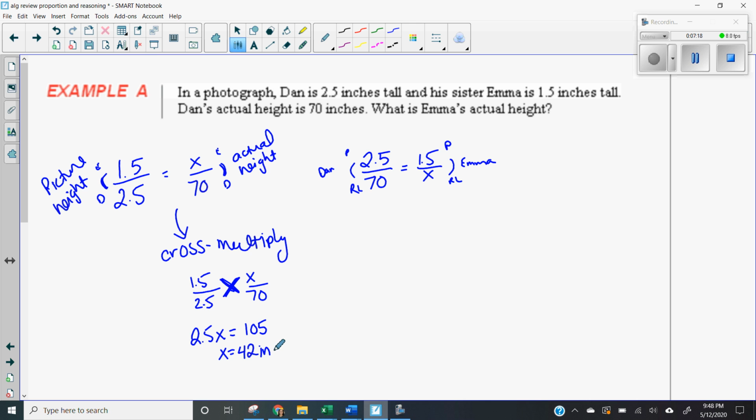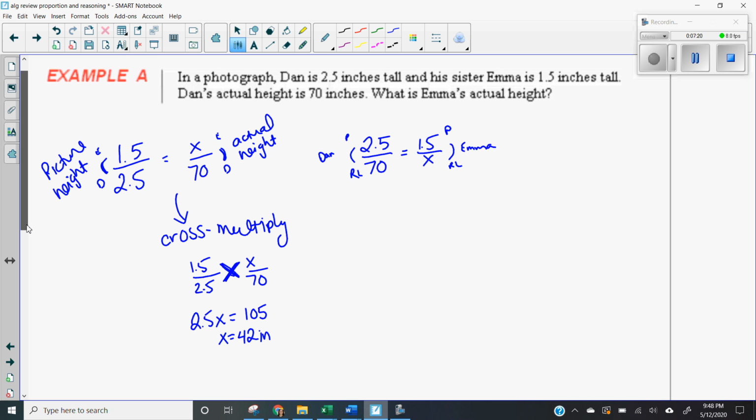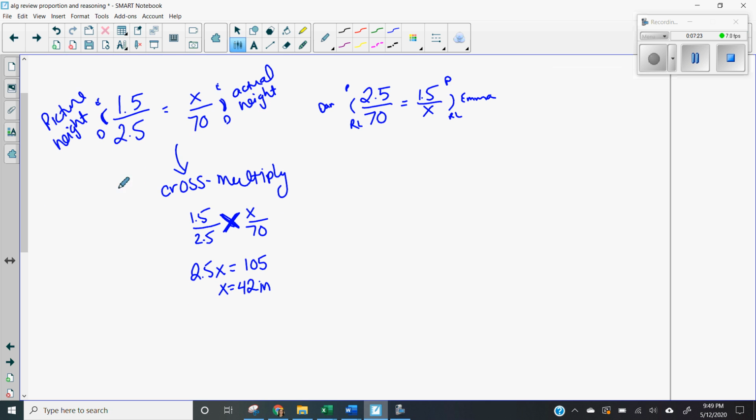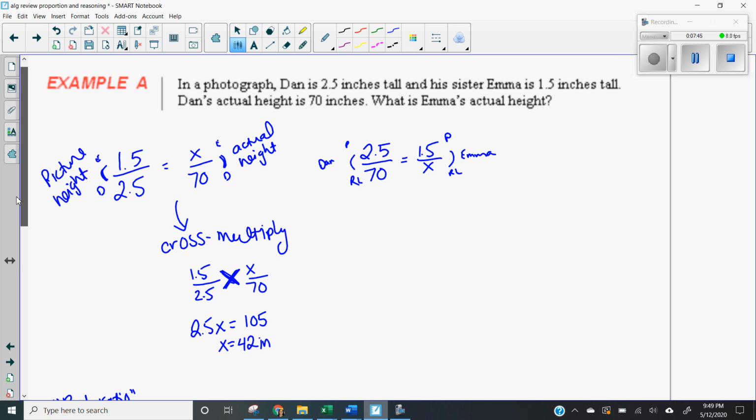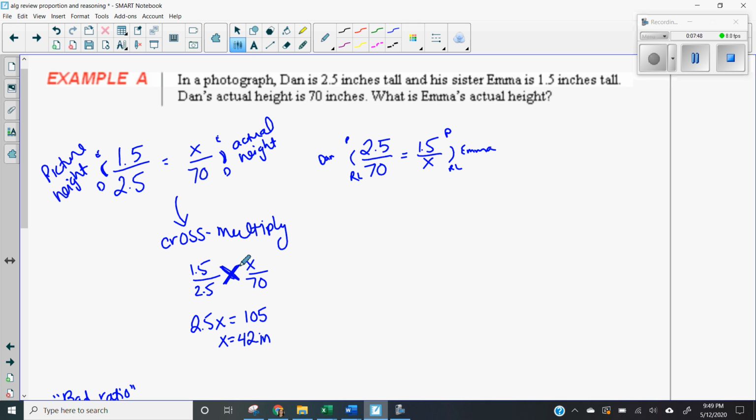Now, one thing I'd like you to think about is, yes, I'm always going to ask you to set up a proportion, but I think it's just as helpful to think about a bad ratio that would not work, because some of these are obviously going to get a little more complicated than this. So here's what I mean by a bad ratio. Let's say I did 1.5 to 70. Let's pause. Let me go back up here and see why that would not be helpful. So I'm comparing Emma's picture height to Dan's actual height.